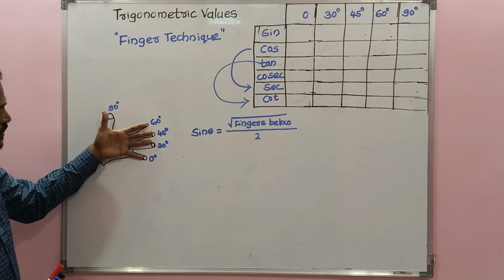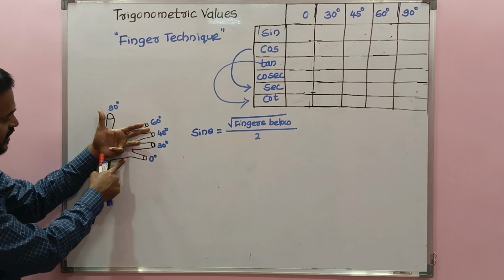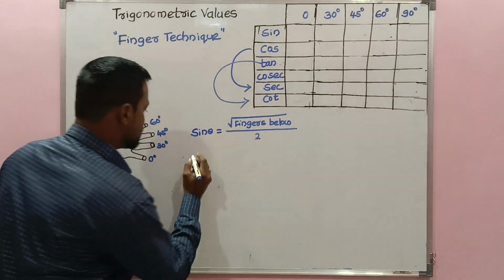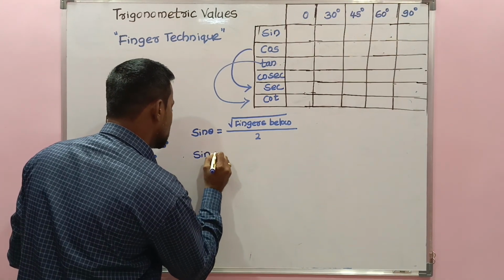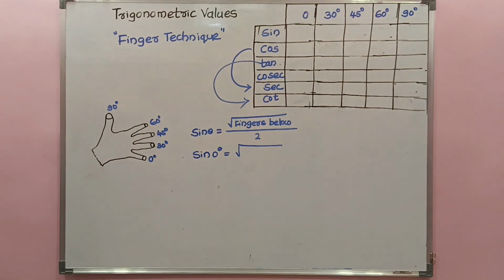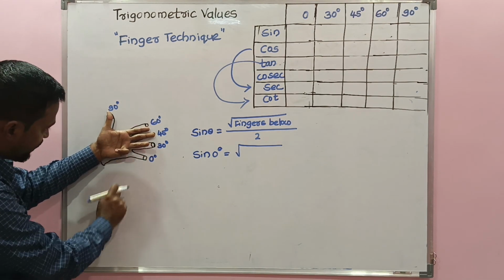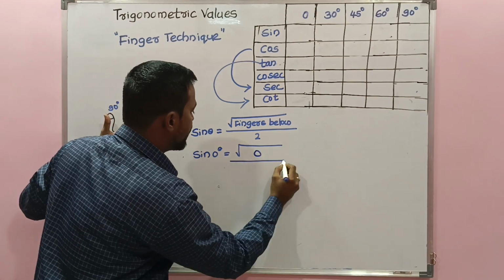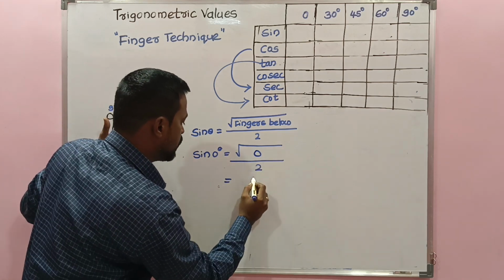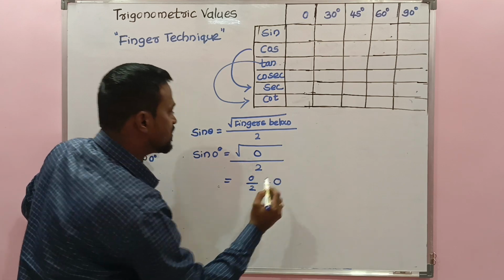Now I'll fold this little finger. That means how many fingers are there below this finger? There are no fingers. Therefore sine 0 degree is equal to, there are no fingers when I fold this little finger below this finger. Therefore under root of 0 divided by 2. So this happens to be under root of 0 is 0, 0 by 2, which is 0.